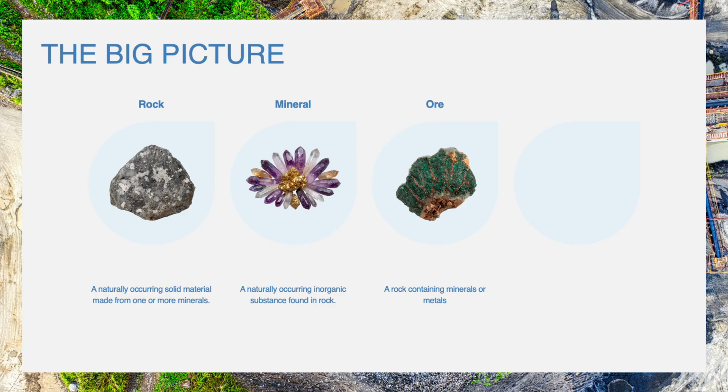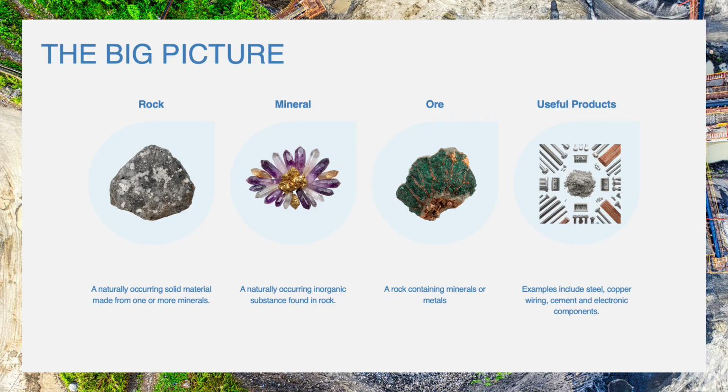In real life, we usually only mine ore if it contains enough useful mineral or metal to make extraction worthwhile. If the amount is too small or too expensive to extract, it may not be mined. Rocks, ores, and minerals are used to make many products such as steel for buildings and bridges, copper wiring for electricity, cement for construction, and minerals used in electronic components.